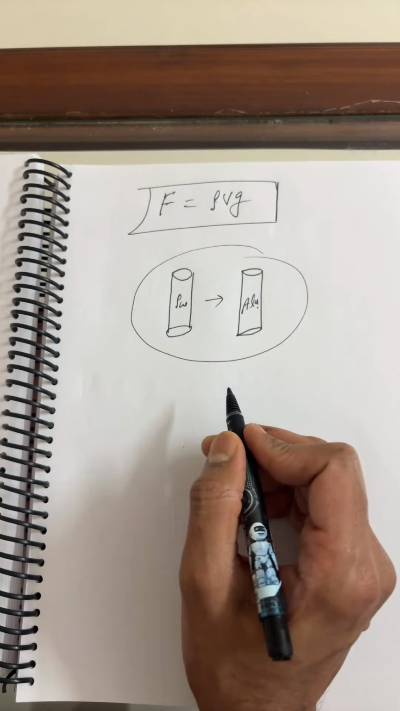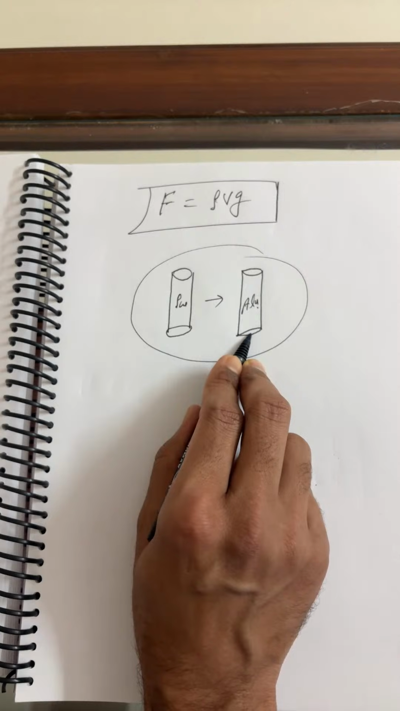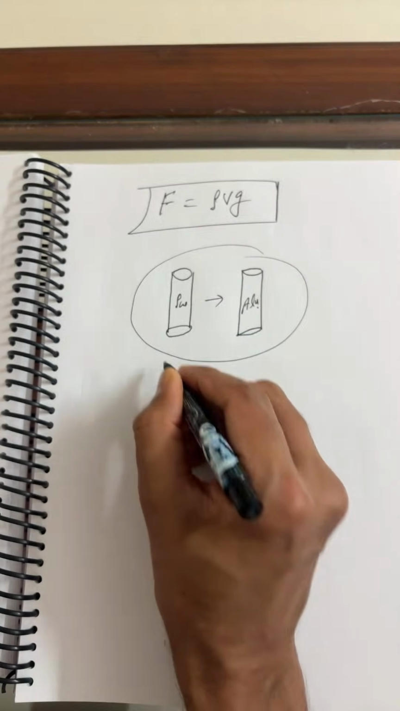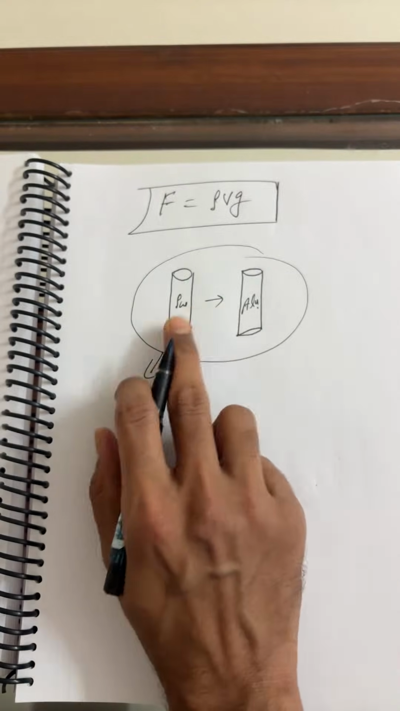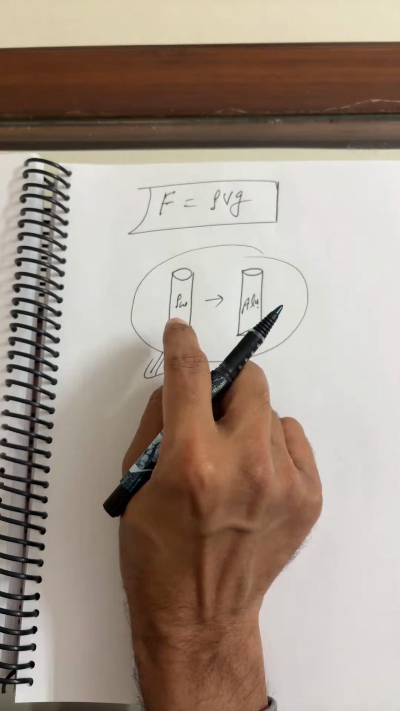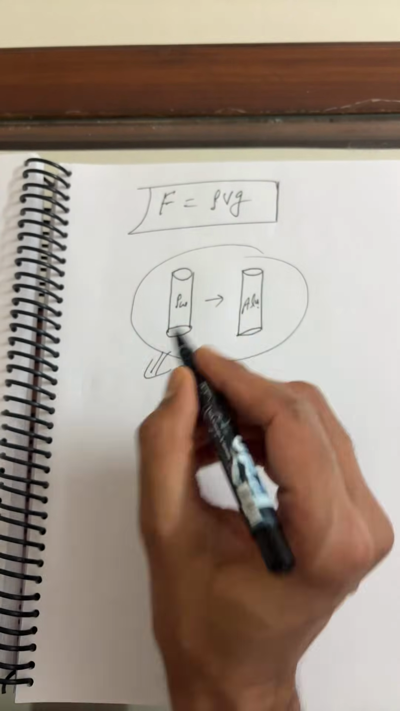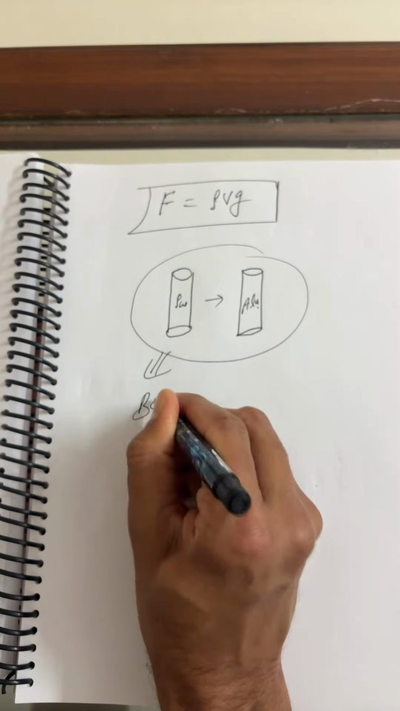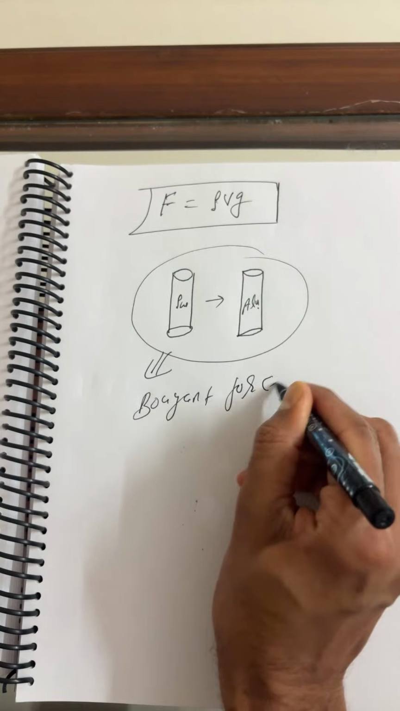Hello students, this is a case of two bodies of different material, but the same shape and size. The interesting point is that there is no change in the result. If we have two bodies of different material, same shape and size, then the buoyant force remains the same.